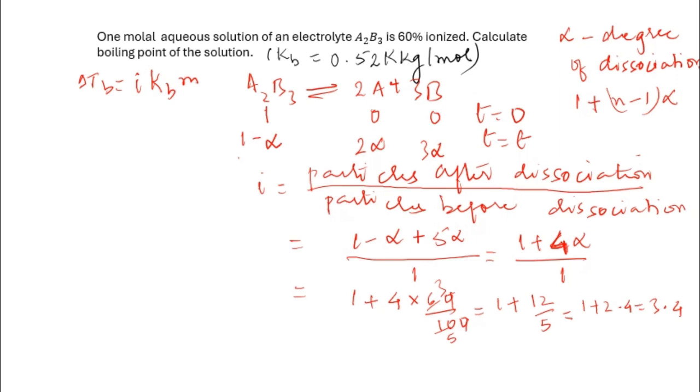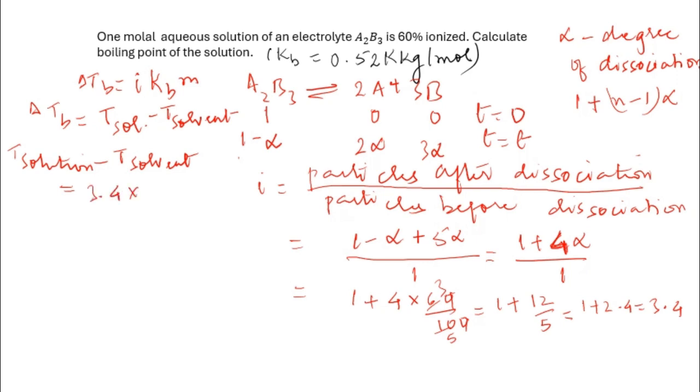So let's keep this in the formula. Delta Tb, as I have discussed in the previous video, is equal to T solution minus T solvent. So T solution minus T solvent equals i, which we calculated as 3.4, Kb, which is given as 0.52, multiplied by molality, which is given as 1 molal.